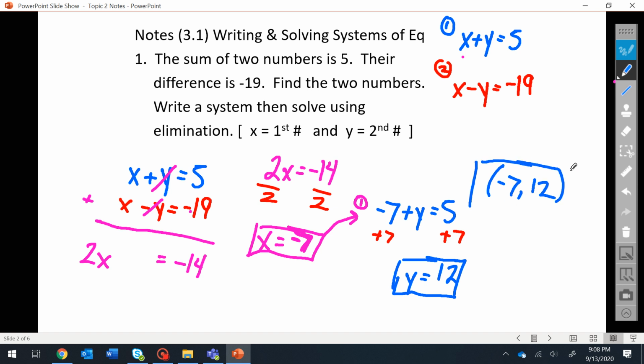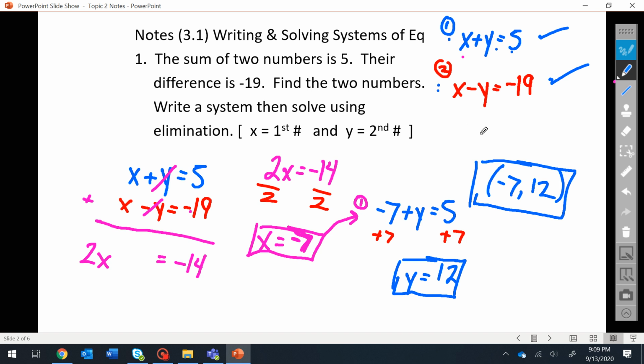And I do want to check that in both equations. The sum of two numbers is 5. Negative 7 plus 12 equals 5. That's correct. It works for equation 1. The difference is negative 19. Negative 7 minus 12 equals negative 19. That's also true. So this ordered pair works for both of these.